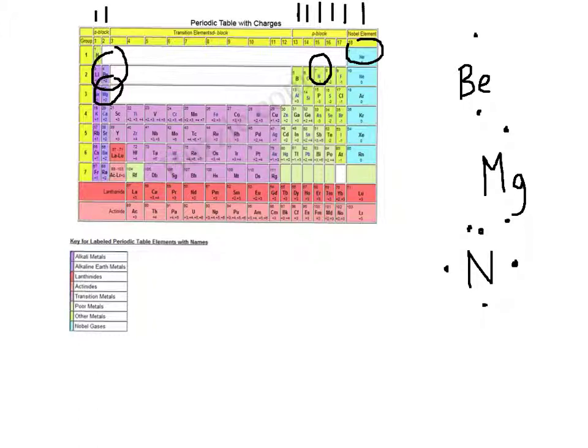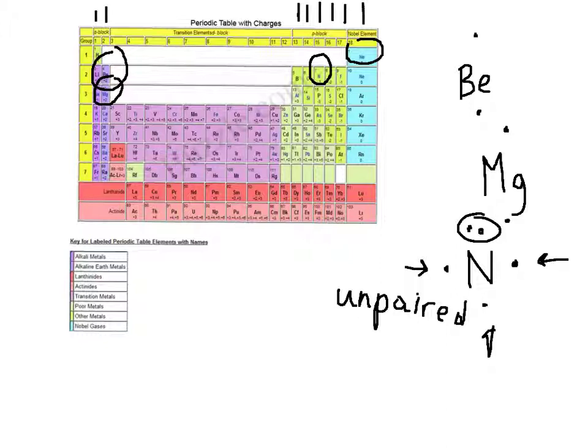Okay, so nitrogen again has 5 valence electrons. It has 3 unpaired electrons. Right, 1, 2, 3. Those are all unpaired electrons. And it has 1 pair here. Okay, that doesn't matter so much right now, but later on when we get into bonding, that will matter.